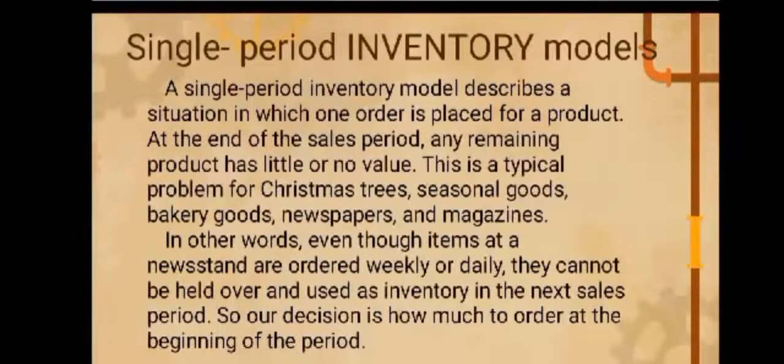Single period inventory models. A single period inventory model describes a situation in which one order is placed for a product. At the end of the sales period, any remaining product has little or no value. This is a typical problem for Christmas trees, seasonal goods, bakery goods, newspapers, and magazines. In other words, even though items at the newsstand are ordered weekly or daily, they cannot be held over and used as inventory in the next sales period. So our decision is how much to order at the beginning of the period.